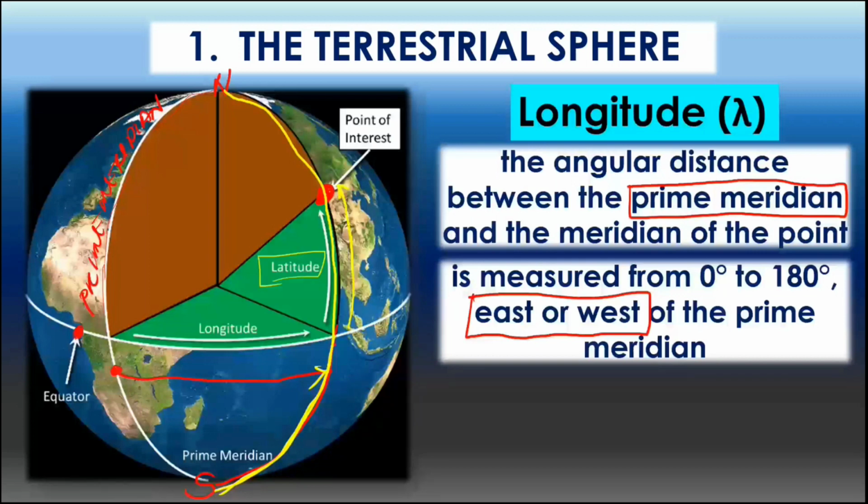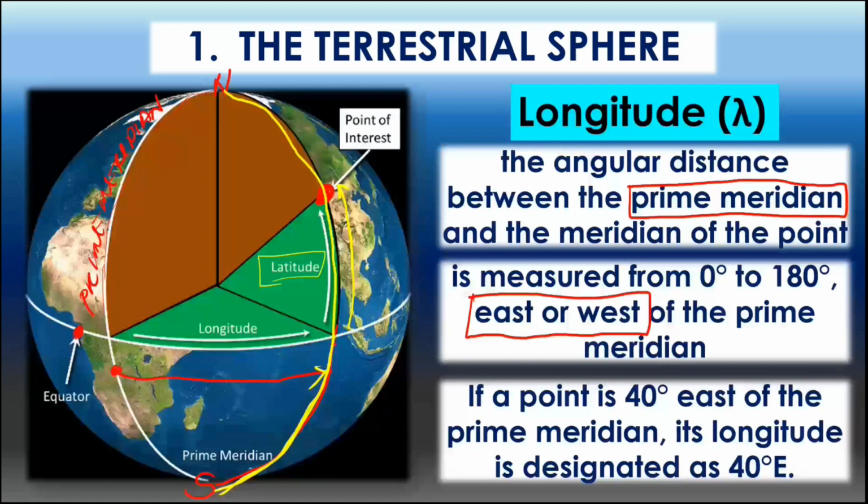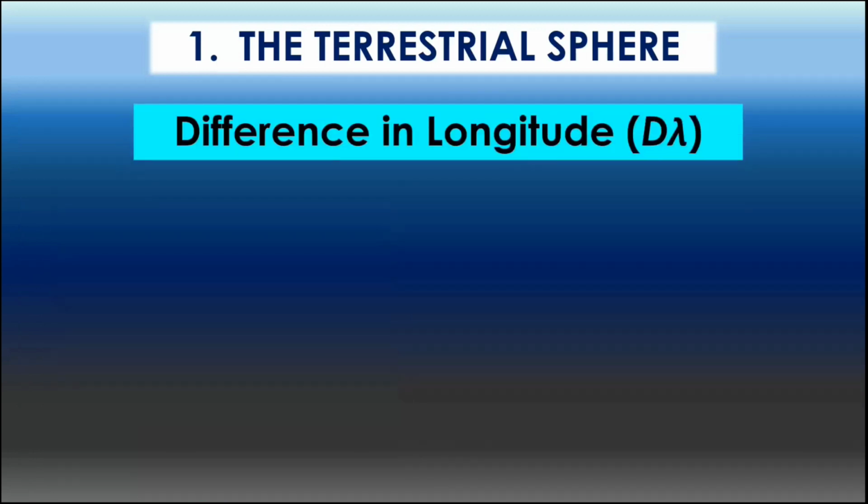Okay, next. If a point is 40 degrees east of the prime meridian, its longitude is designated as 40 degrees east. So just like this one, if we're gonna measure from the prime meridian, the angular distance towards this meridian here that passes through the said point, this measures 40 degrees. It is going to the east. So 40 degrees is the difference in longitude.